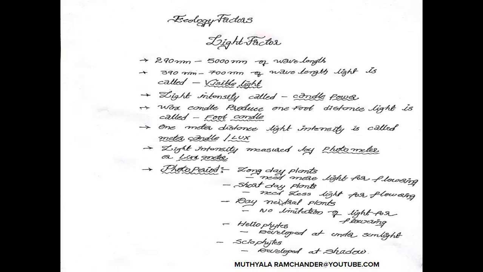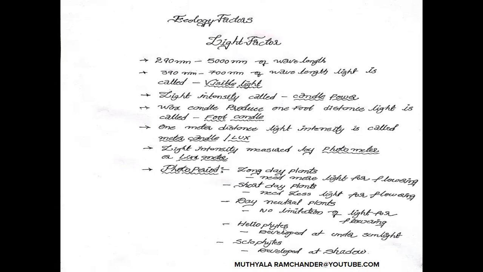Short day plants need less light for flower production. They need less light for the production of flowers. Minimum light is utilized for the production of flowers. That type of plants are called short day plants. And in day neutral plants, light is not important for the production of flowers. There is no limitation of light for the production of flowers.